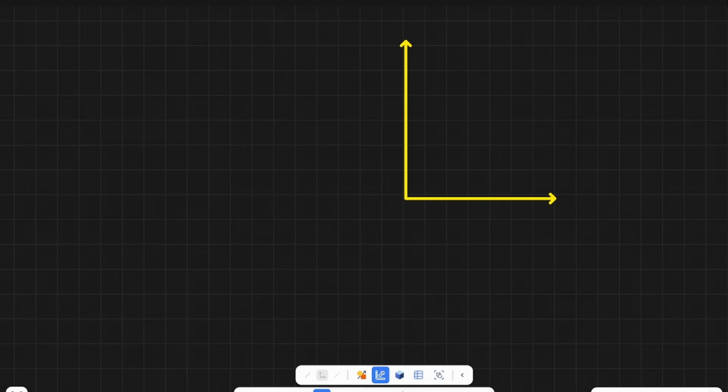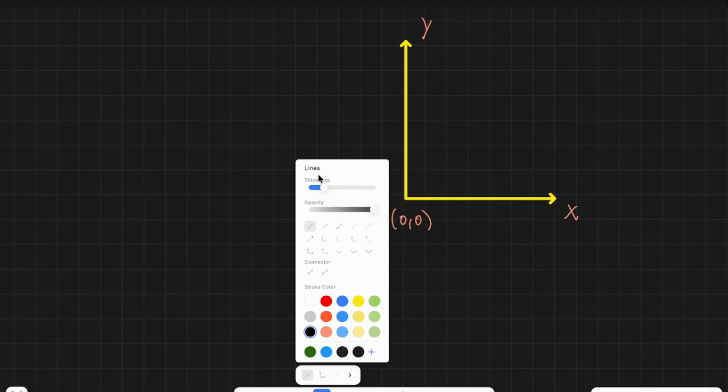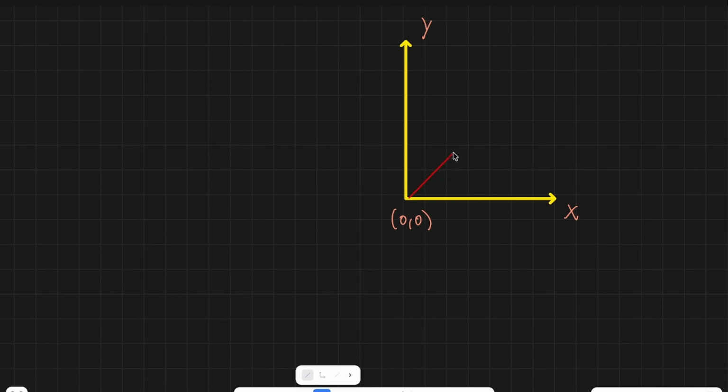This is 0 comma 0, this is the x-axis, this is the y-axis, and now I want to draw the line, and that will be a simple line. So let's take a line from 0 comma 0 to, let's say, 1 comma 1. This is 0 comma 0, and this is 1 comma 1. Along this line I have to find the line integral from this O to, let's say, point A.